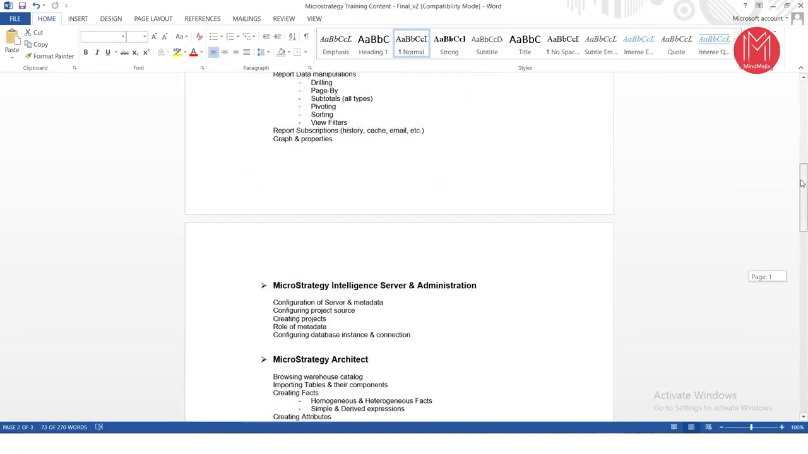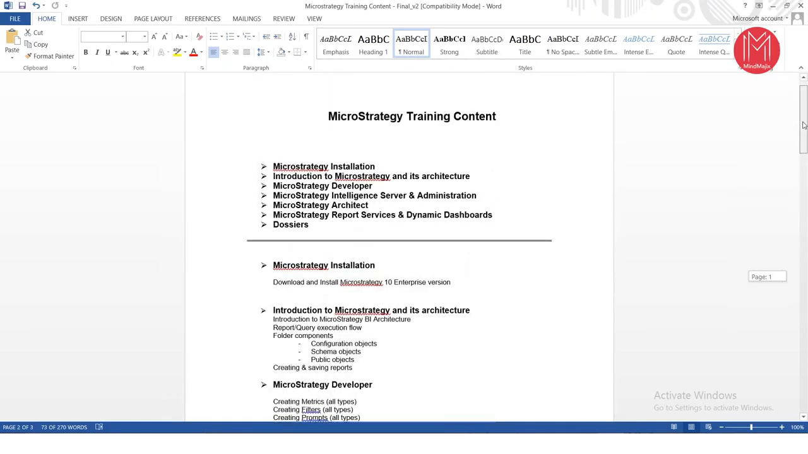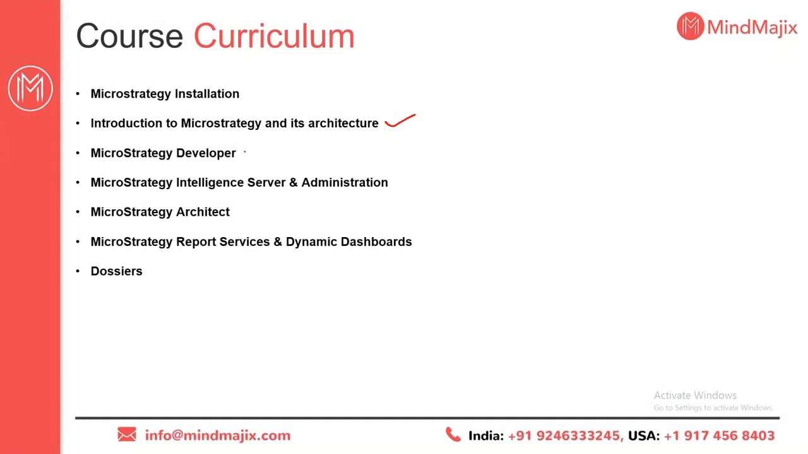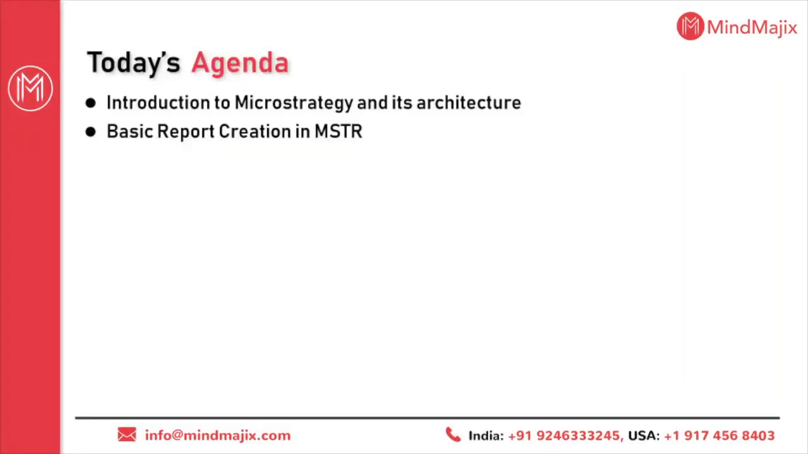At the end of this course, you'll be able to work as an end-to-end developer: start from a database, pull that database into MicroStrategy, map it, create schema objects, create your reports, create your front end, and deploy it. That's the whole goal of this MicroStrategy Developer course agenda. We have gone through all these topics. The whole course will make sure that you are learning MicroStrategy end to end. Today, in this demo session, I'm going to cover the basic introduction to MicroStrategy and its architecture.